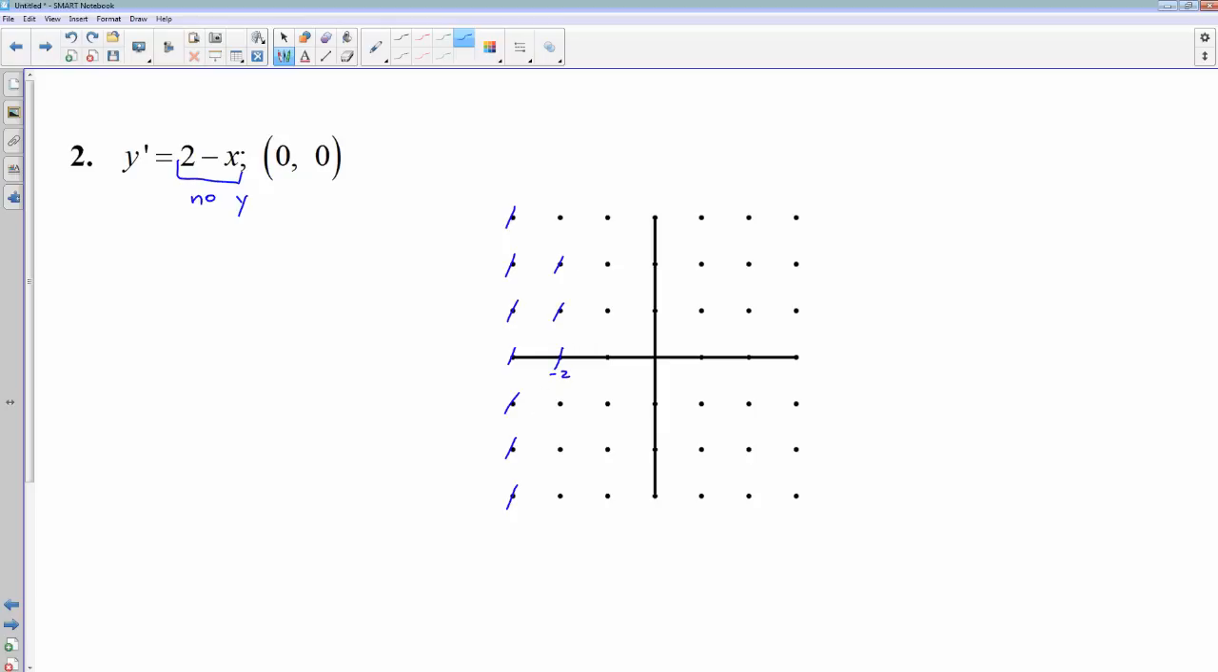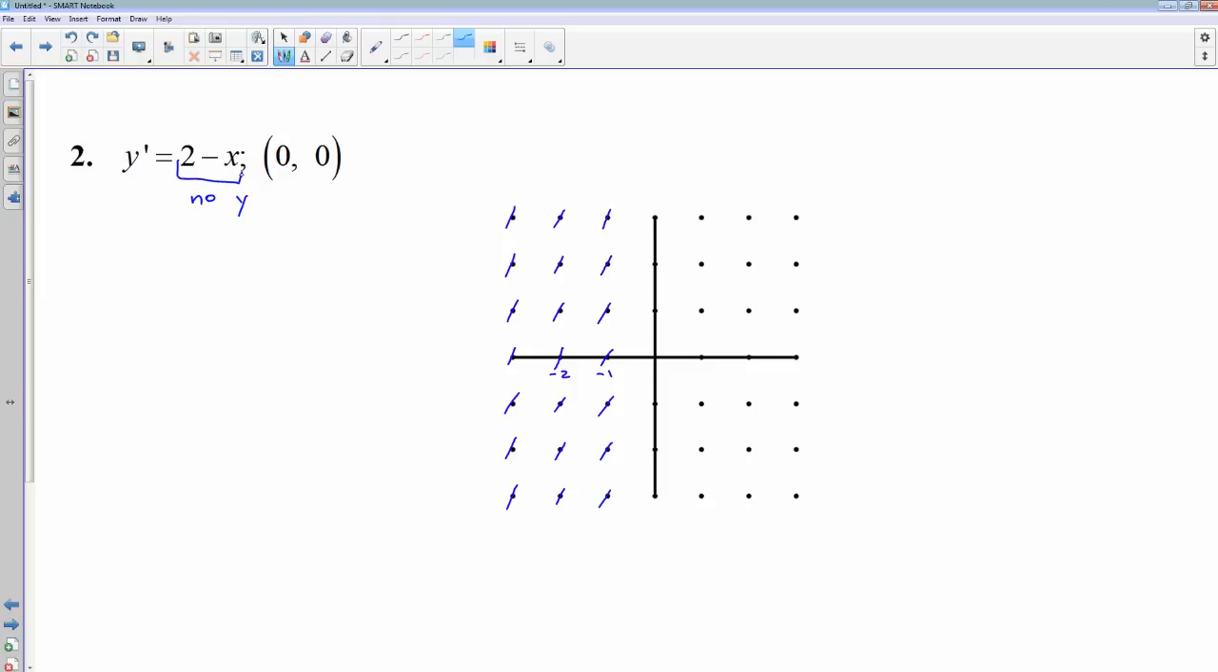Now the difference between 5 and 4 on a slope field is going to be almost indistinguishable, so I'm just looking for steep slopes. What's going to be more noticeable is when you get to slopes of like 1 and 0 and 2. Those are the slopes that we need to be a little bit more careful with. If I plug in negative 1, 2 minus negative 1 is 3. So my slope's going to be 3 through these points. As I change my y-coordinate, it doesn't matter.